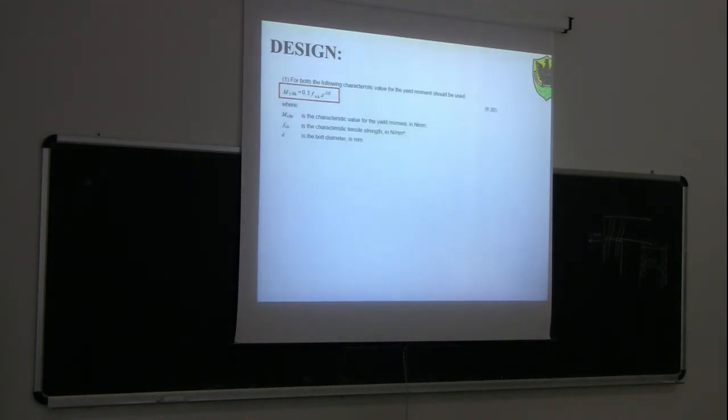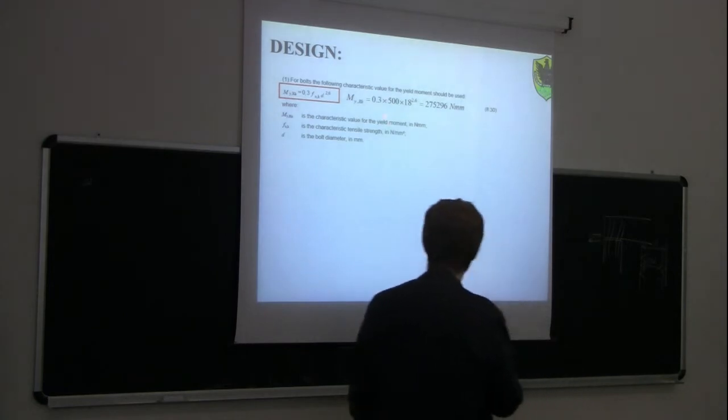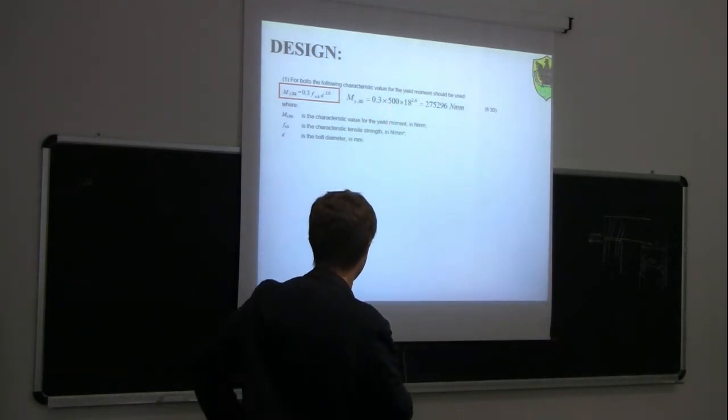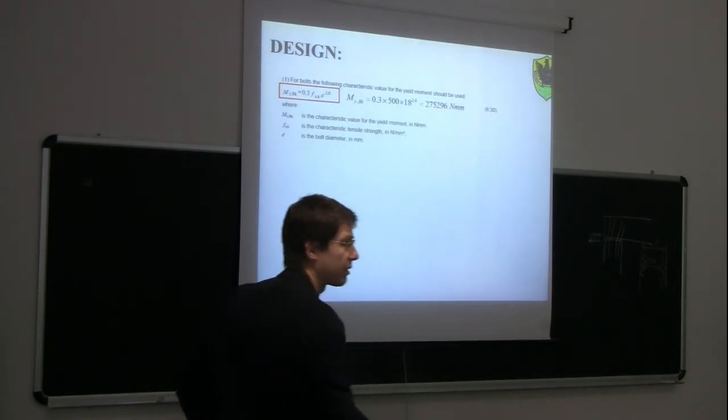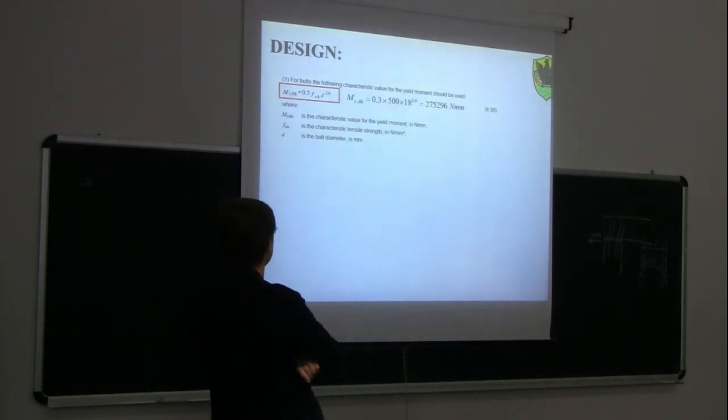So now we need to calculate, first of all, the characteristic value for the yield moment of the glued-in rod using this formula. So 0.3 times f_uk, the characteristic tensile strength, times the diameter to the power of 2.6. So f_uk for our glued-in rod is 500 megapascal. So in the end we get the value, as you can see here, in kilonewton meter, 0.3 kilonewton meter, if you want, 275,000 newton millimeter.